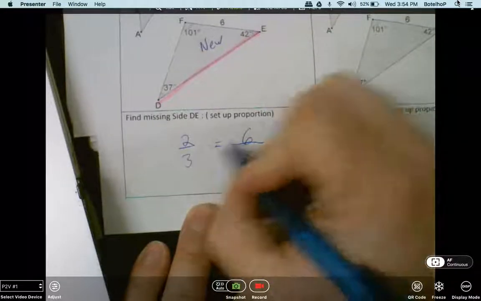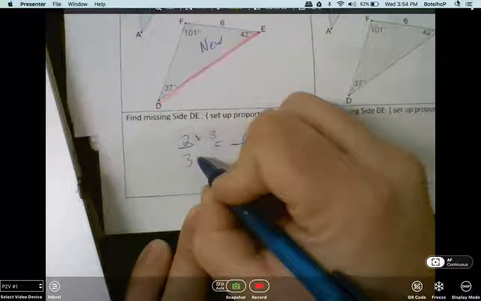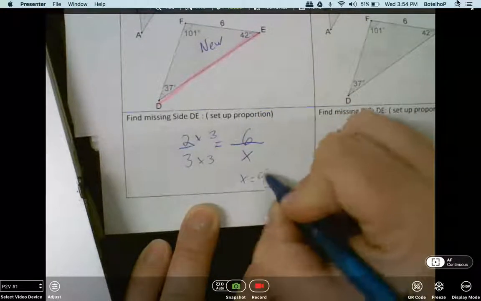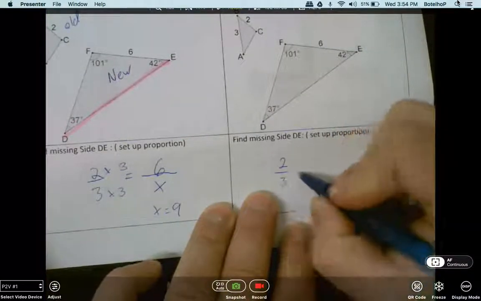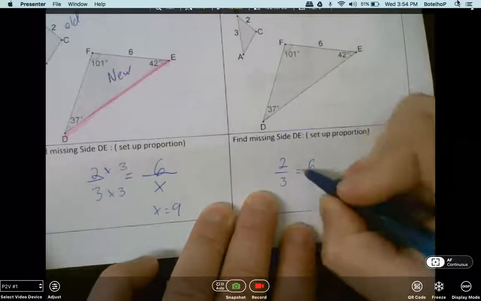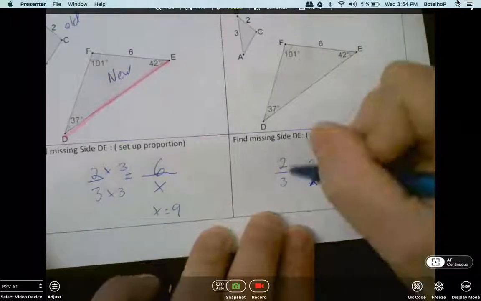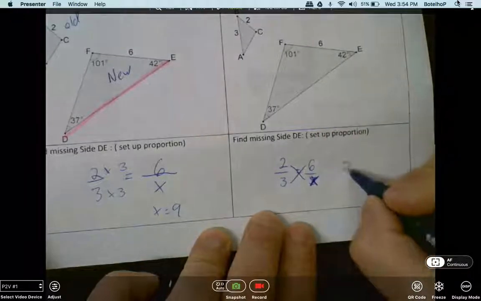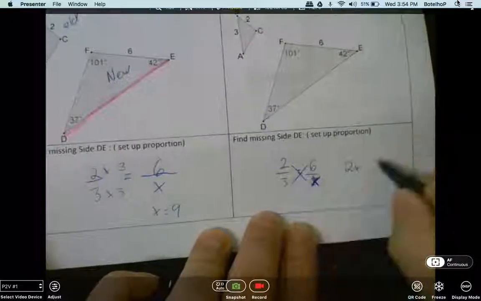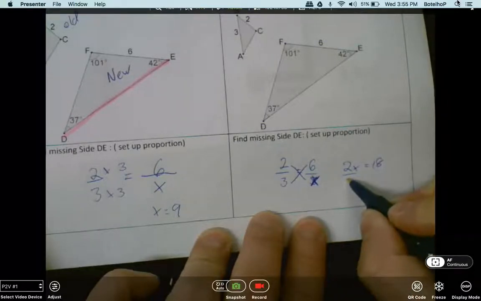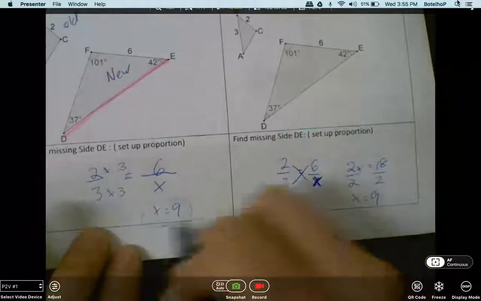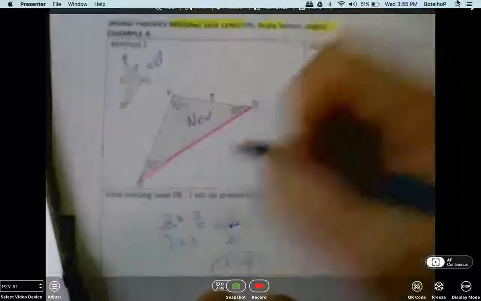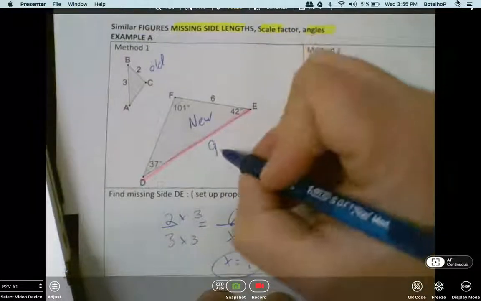If possible, you can just use equivalent fractions or the scale factor. You can see that 2 times 3 is 6, so 3 times 3 is 9, so x must be 9. Or, because you're going to need this method since it's not always that easy, you're going to have to cross multiply and divide. So 2 times x is 2x, 3 times 6 is 18, and then divide by 2, and you get x equals 9. So in either case, x equals 9, so the length from D to E is 9.